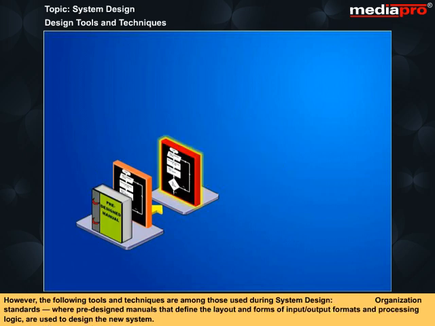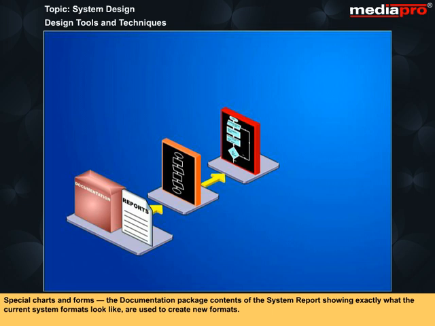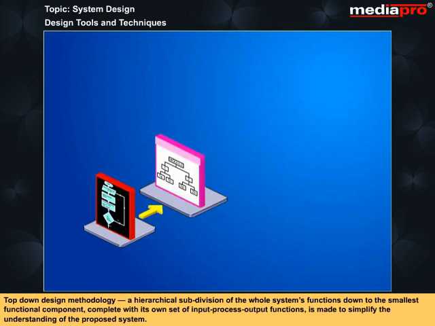However, the following tools and techniques are amongst those used during system design. Organization standards, where pre-designed manuals that define the layout and forms of input and output formats and processing logic are used to design the new system. Special charts and forms. The documentation package contents of the system report showing exactly what the current system formats look like are used to create new formats. Top-down design methodology. A hierarchical subdivision of the whole system's functions down to the smallest functional component, complete with its own set of input-process-output functions, is made to simplify the understanding of the proposed system.